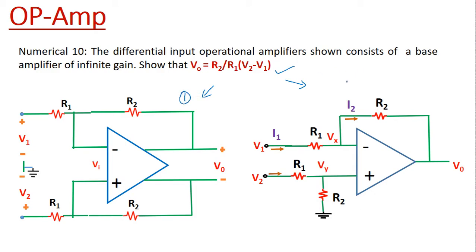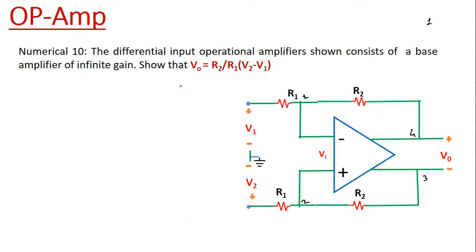So this is circuit number 1 and this is circuit number 2. First we will take circuit number 1. So this is our circuit diagram 1. For this we have to prove the output voltage is equal to R2 by R1 into V2 minus V1. Here the output voltage we have to find out.